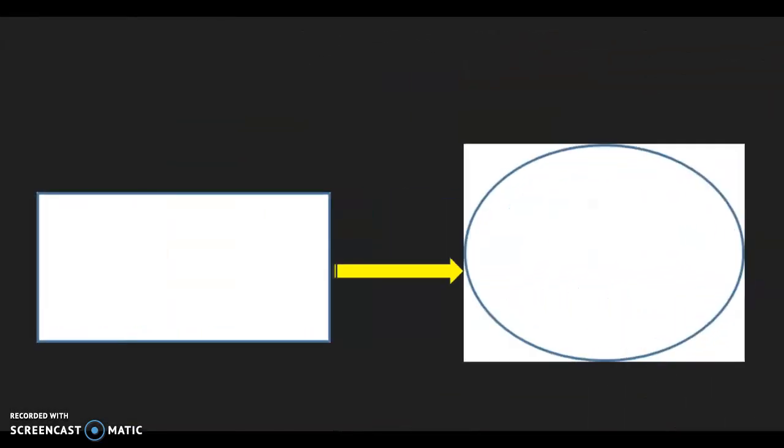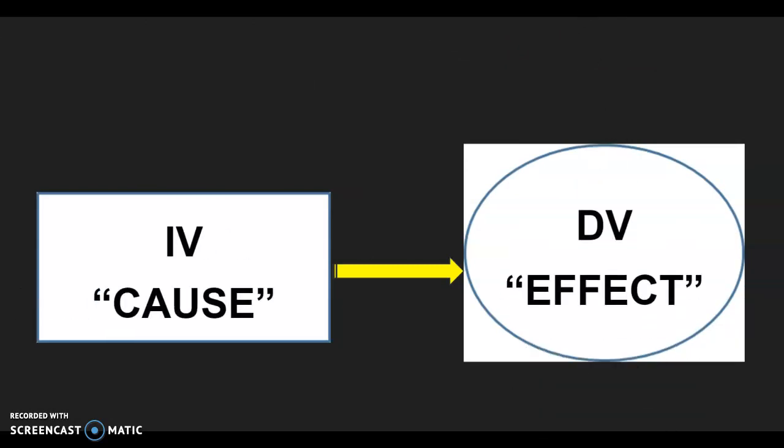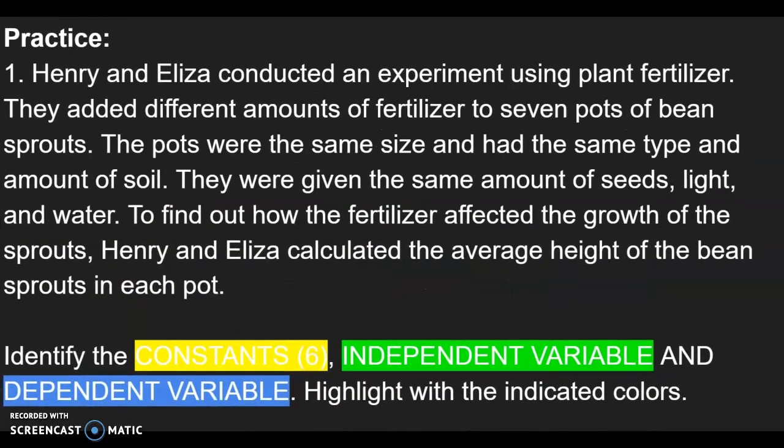Now, here's something else to consider when you're trying to figure out which one's which. Your independent variable can be referred to as the cause, and your dependent variable is the effect. So the independent variable is the cause, and the dependent variable is the effect.